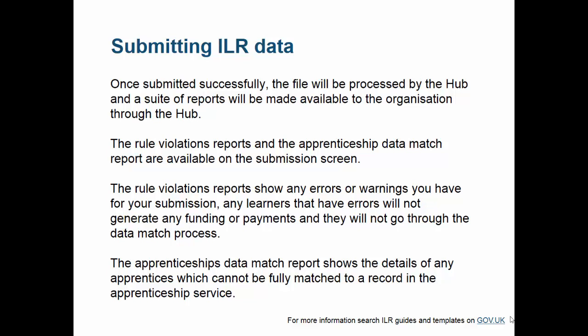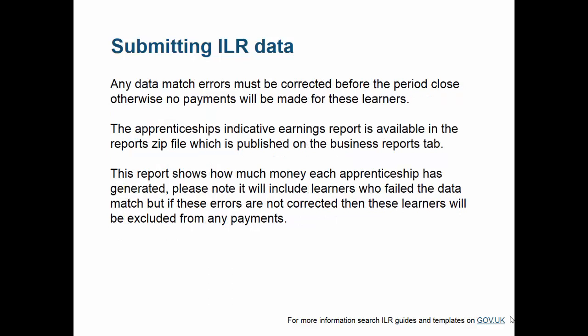The apprenticeship's data match report shows the details of any apprentices which cannot be fully matched to a record in the apprenticeship service. Any data match errors must be corrected before the period close, otherwise no payments will be made for these learners. So you either need to go back and amend the record in the apprenticeship service or amend the ILR data and resubmit your file. The report will show you the values which are different.